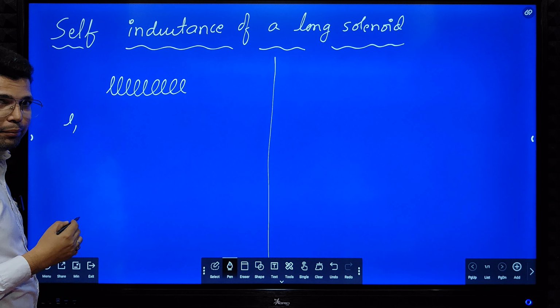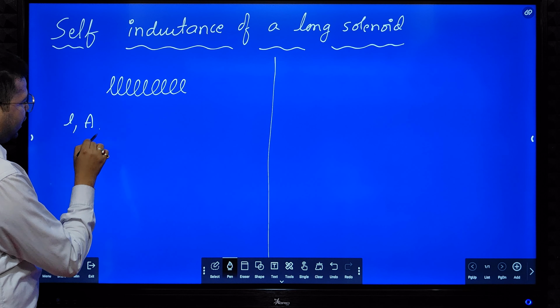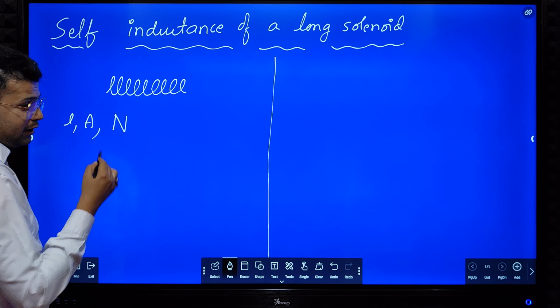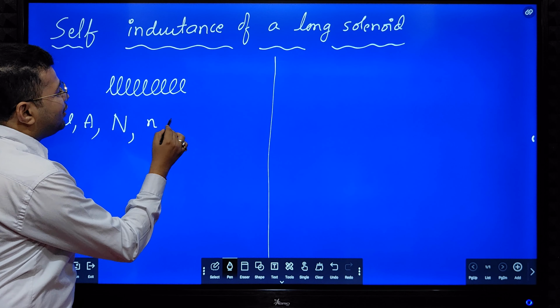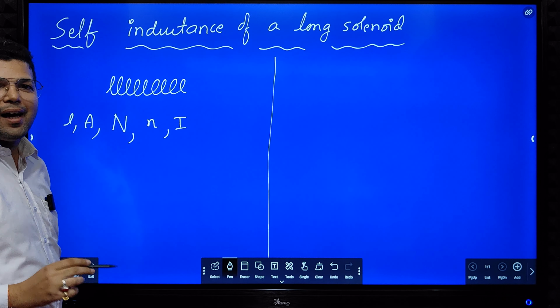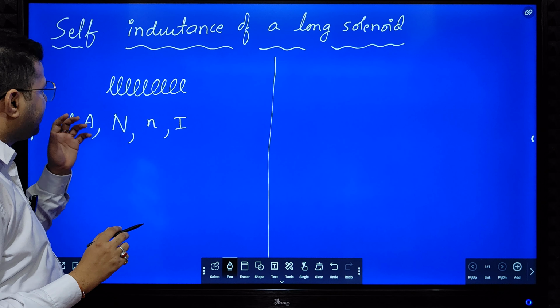Length of the solenoid, let it be L, area of cross section is A, number of turns in the solenoid, let it be N, number of turns per unit length, small letter n, and let the current flowing in the solenoid be I. So these are the initial conditions.